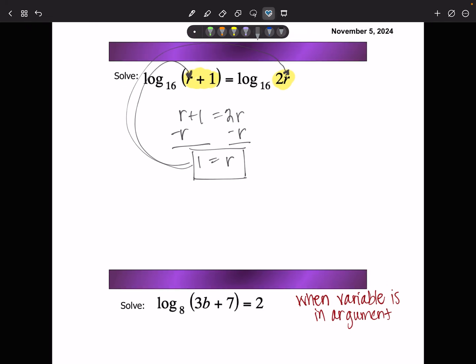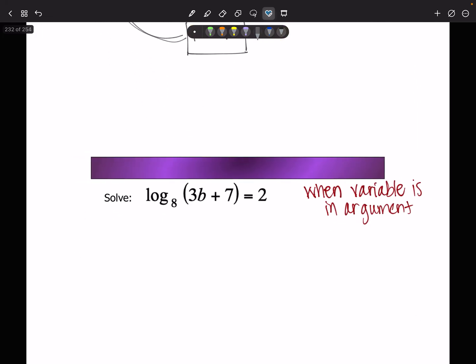Now in the next video, we're going to solve when the variable is in the argument. So here's when the variable is in the argument. I don't have two logarithms equal to each other. I've got a different type of setup here, but I still have that variable in the argument. So I'll show you that in the next video.